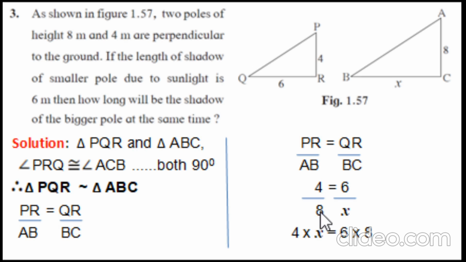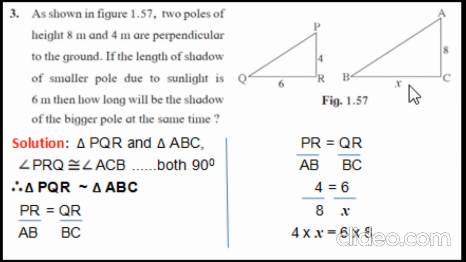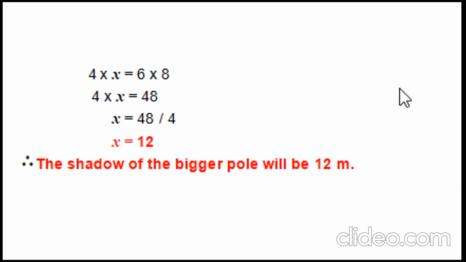Put the values: 4 upon 8 is equal to 6 upon X. Cross multiplied, 4 into X is equal to 6 into 8. So 6 eights are 48, 4 into X is 48, so X is equal to 48 divided by 4. So the value of X is 12. Therefore, the shadow of the bigger pole will be 12 meter at the same time.